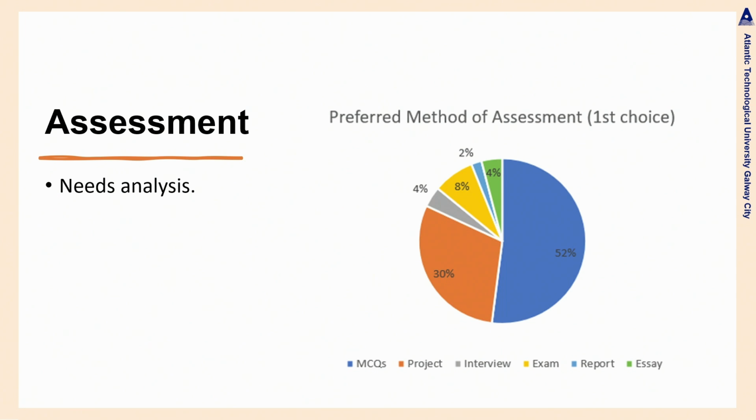You can see there on the pie chart, I asked them their preferred method of assessment, what their first choice was. The majority of them were in the bracket of MCQs. Now, we didn't have any MCQs on the module, so they perceived that as an easy way to get marks. But what I want to point out on the chart is the project. The segment there is 30%. That changed by the end of the implementation. It had gone above 50%, so the segment had increased.